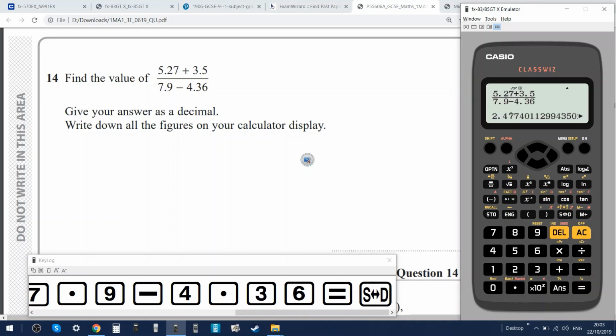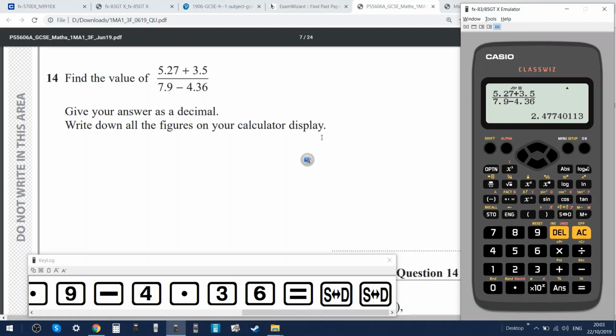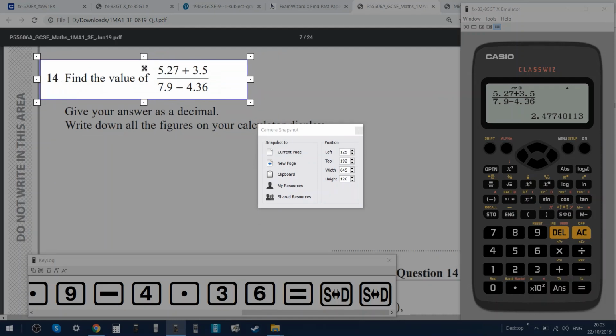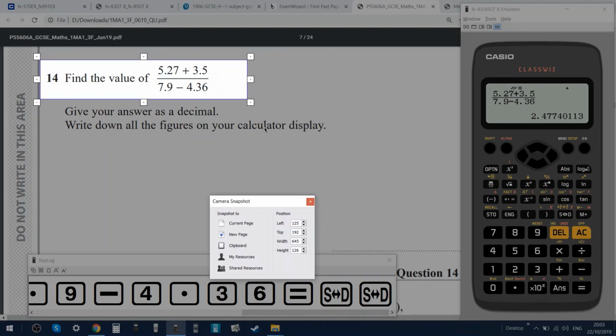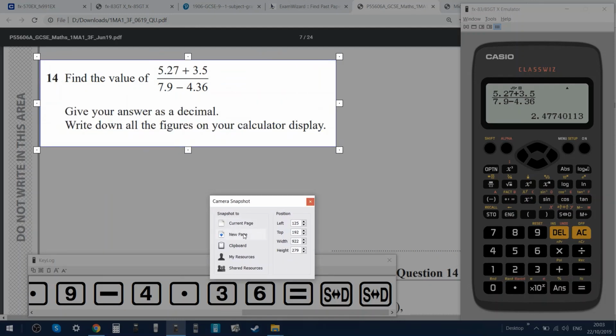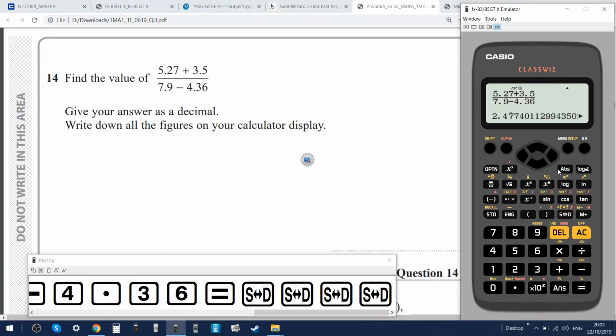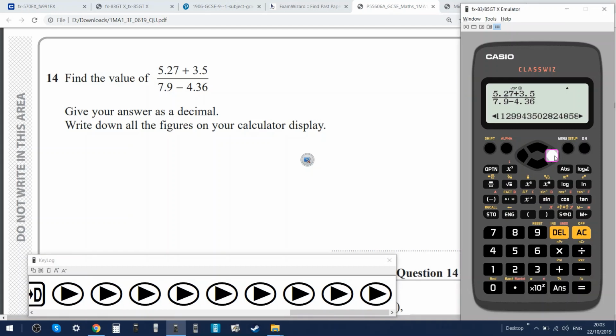Give all the figures on your calculator display. It's giving me a million figures. I will press SD once more. I want to see if the answer will let me do this many. I hope you're not asking me for numbers going on forever and ever. In fact, let me see. SD again. SD again. How many numbers is this? Look at this. I can't write down all these numbers. That is forever.